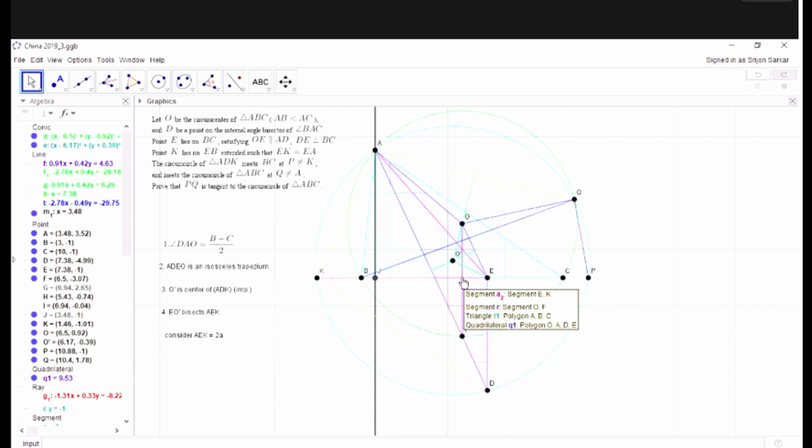Oh, sorry, I was muted because of the internet. So I was telling that you were able to notice that this will be alpha and this will be alpha, as we consider that AEK to be 2 alpha, and I said the reasoning why O dash E lies on the perpendicular bisector of AK. So AE O dash is alpha, and similarly O dash EK is alpha. These things are clear, right?